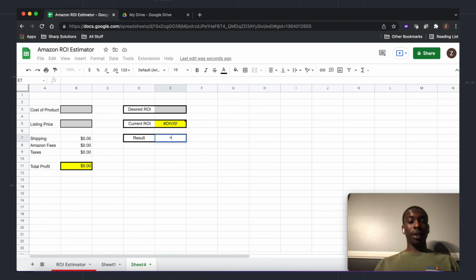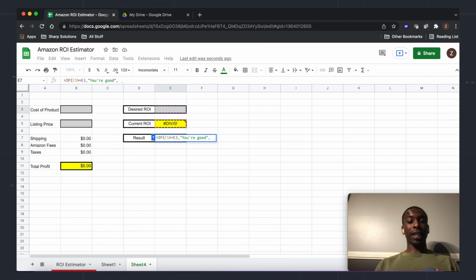So if the current ROI is greater than or equal to what is desired, we want this box to return "you're good," telling the seller that this product is at the current listing price profitable for you. You are getting the desired return that you want, or greater return.